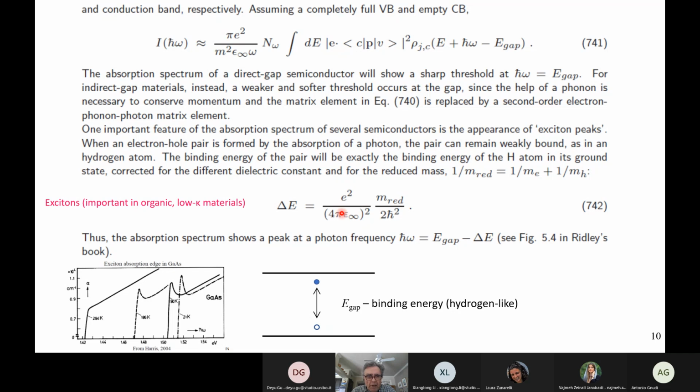One correction, of course, that you might have is that the epsilon that you have to consider is different. In one case, electrical may be the static, and the optical will be, of course, the optical dielectric constant, so the high frequency. But the second effect that you may have, excitonic transitions, which reduce the threshold energy by the binding energy of the exciton.